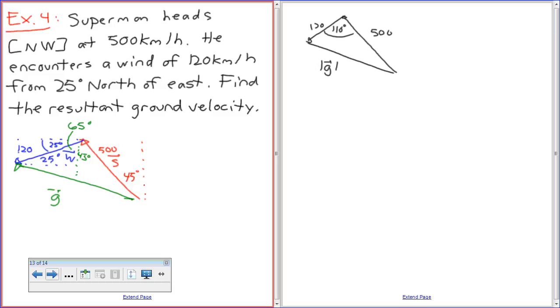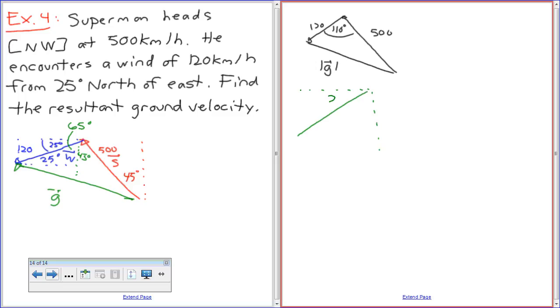Yeah, Brendan? How did you get 65? Okay, so I'll just draw a big one over here. So this is 25 there, right? You okay with that? So then this is a right angle, so that is 90 minus 25, which is 65.